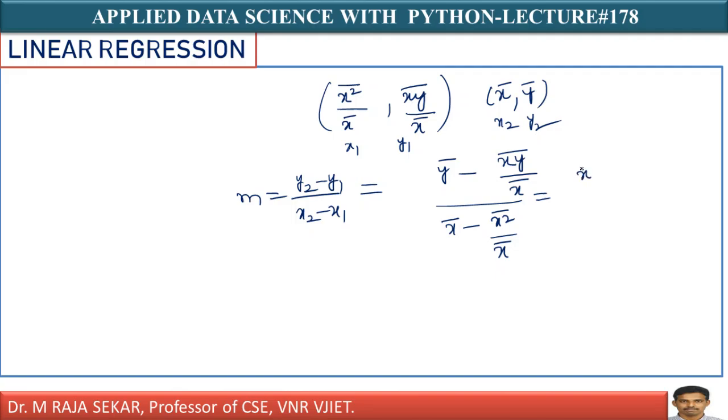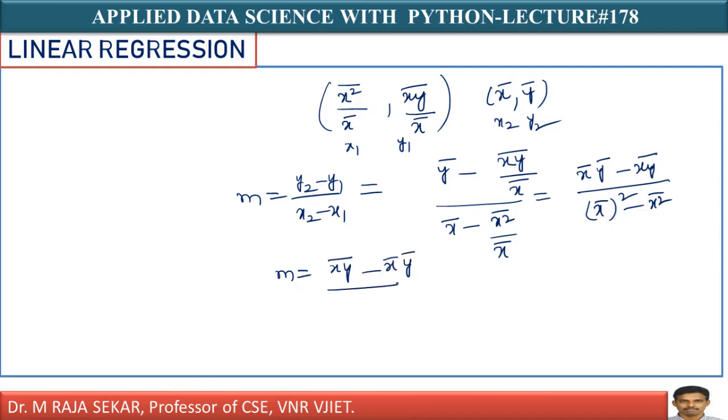Just take LCM. If I take LCM, (x̄ȳ − \overline{xy}) by (x̄)² minus \overline{x²}. Can I write like this? Yes, I can write. Therefore, my slope m is equal to (\overline{xy} − x̄ȳ) by (\overline{x²} − (x̄)²).